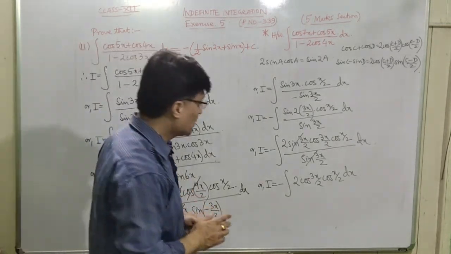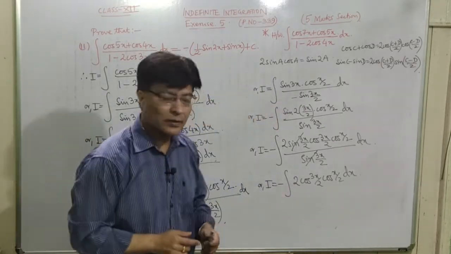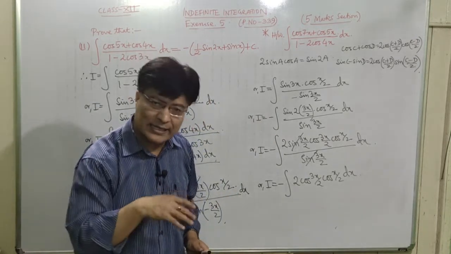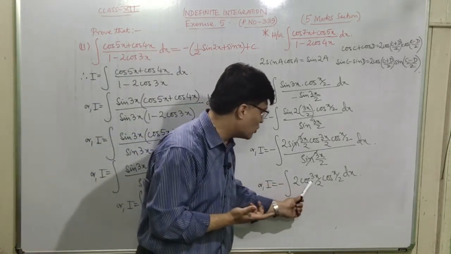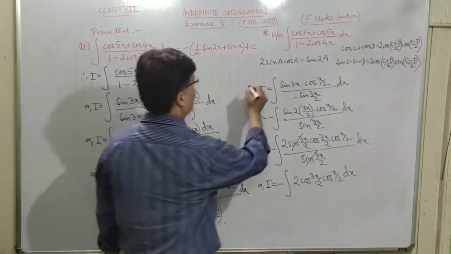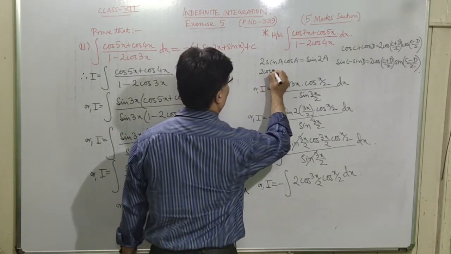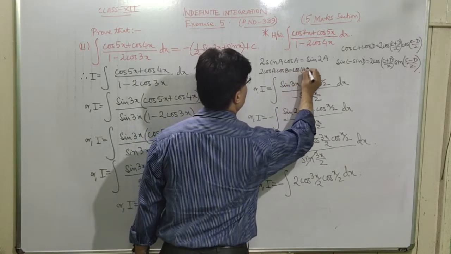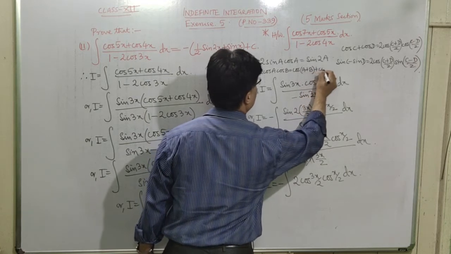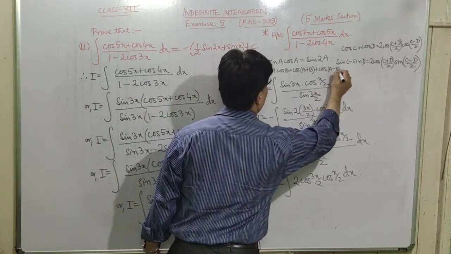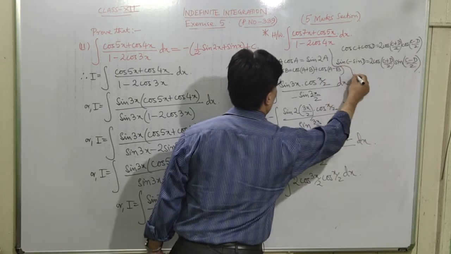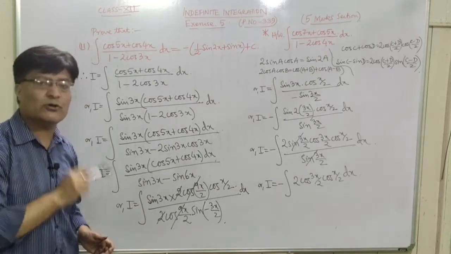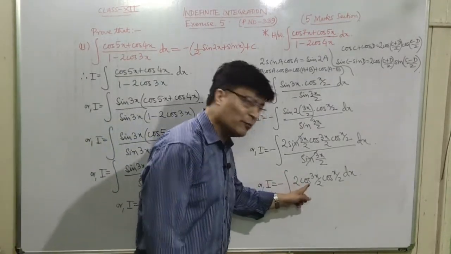So now again, which formula is used here? 2 cos A cos B. Let us take the greater angle as A and smaller angle as B. So this is 2 cos A cos B. What is the formula for 2 cos A cos B? It is cos of A plus B plus cos of A minus B. Is that clear? So we can use the formula here.